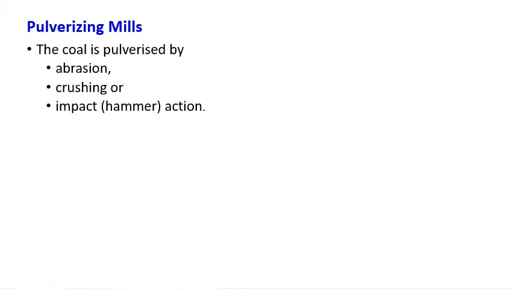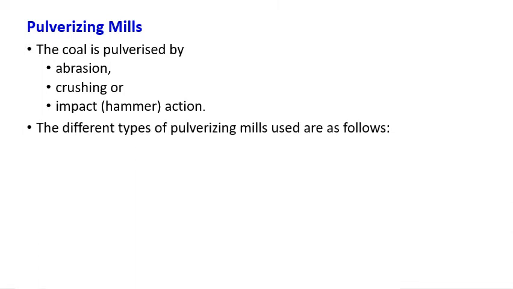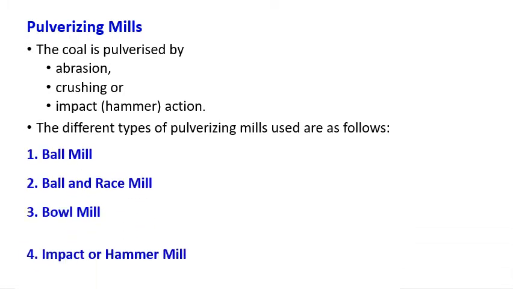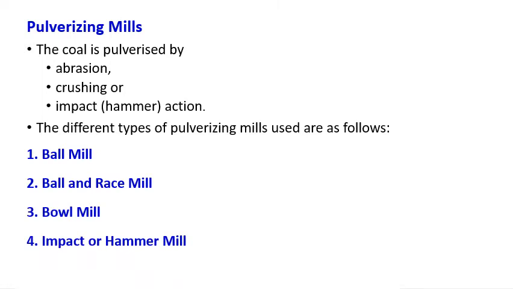To see the requirements of a pulverizing mill: the coal is pulverized by abrasion, that is nothing but rubbing, crushing or impact hammer action. The different types of pulverizing mill used are ball mill, ball and race mill, bowl mill, and impact or hammer mill. Let us see them one by one in detail.